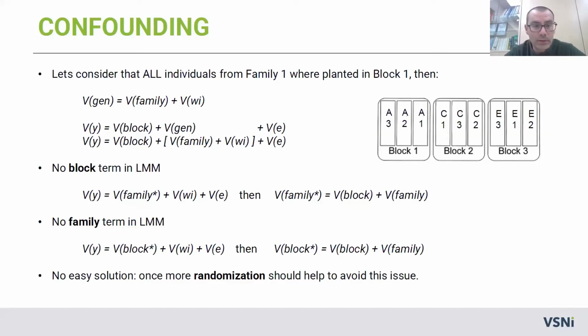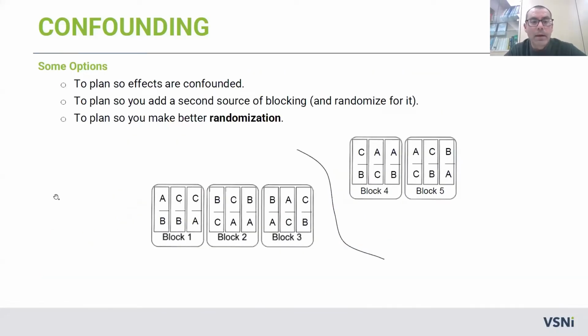So what is the solution to this? The solution is just to use proper randomization and ensure that all the families are represented in all the blocks if you can. Otherwise, you have to find ways to devise this. So why do I keep talking about confounding? Because it's very common. And there are ways that you can exploit it.